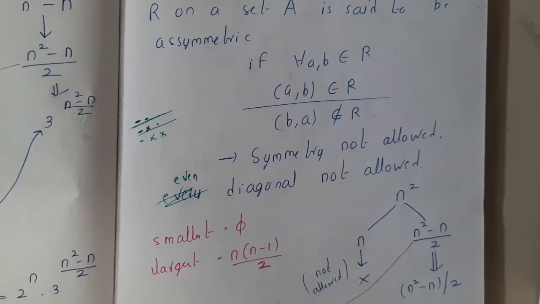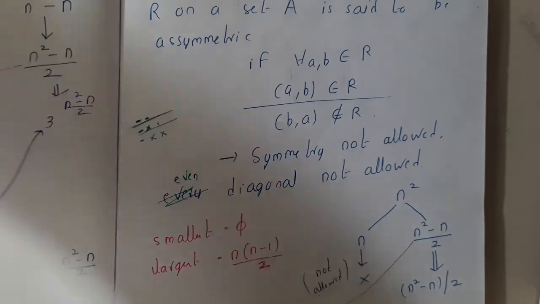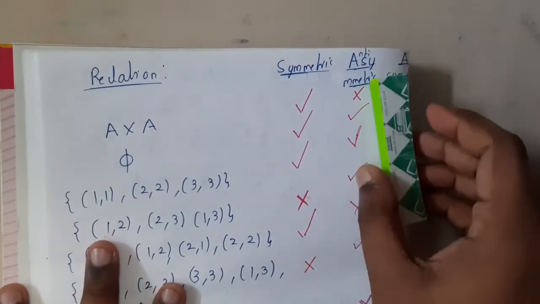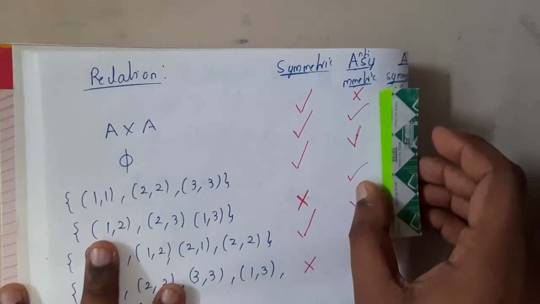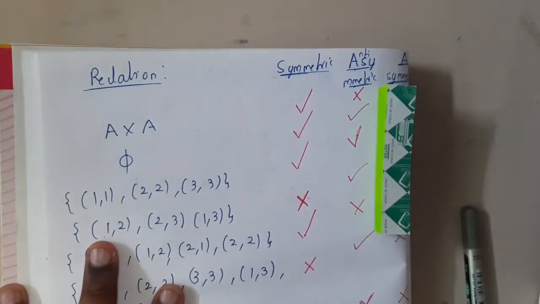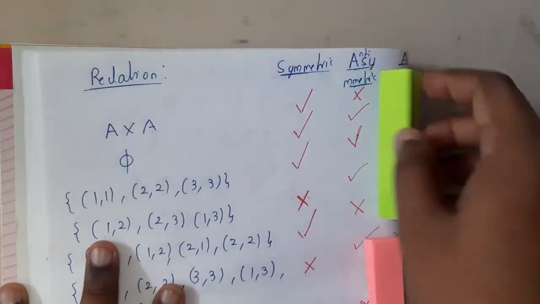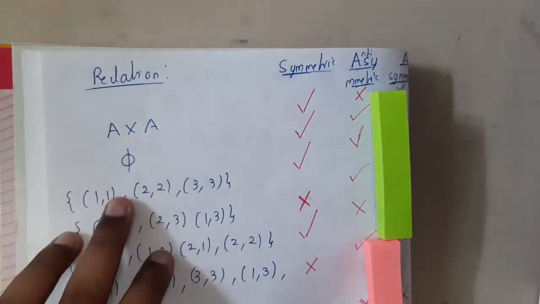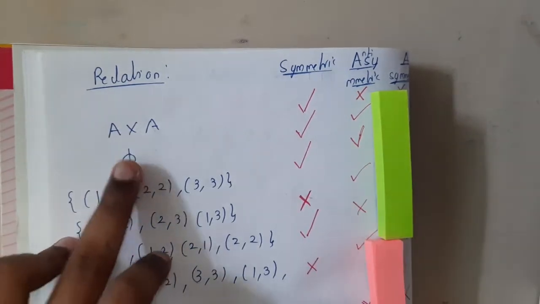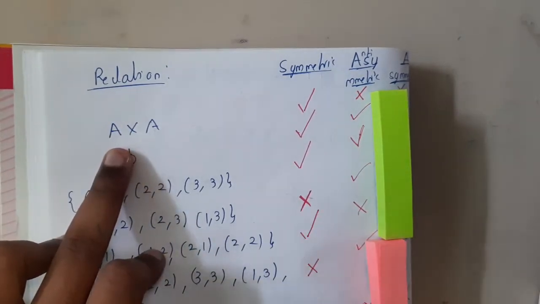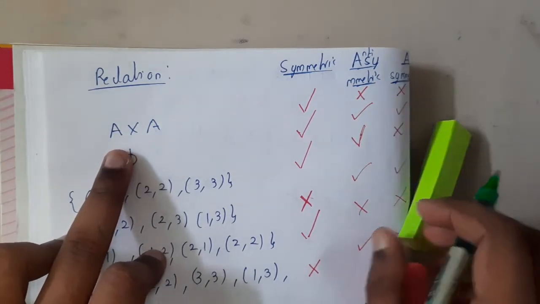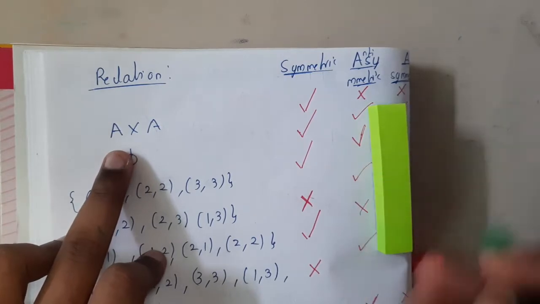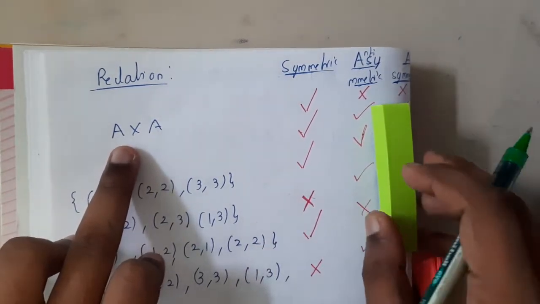Okay, so now let us go through the example which we were solving from the first lecture, right? Just give me a second, I'll cover them. Okay, so we are discussing asymmetry. So what is the concept? Diagonals are not allowed. So in A cross A, diagonal will be there, right? Hence, it is wrong. So A cross A is not allowed.